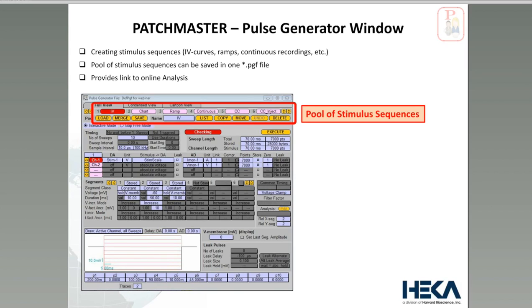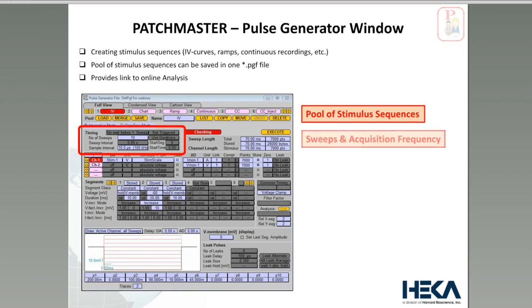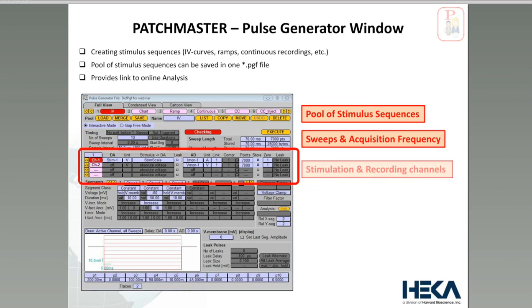So the upper part is basically where the pool of stimulus sequences are located. You can select them by simply clicking on the specific sequence. And underneath it is an area where you can change how many sweeps you want, the acquisition frequency, and all other kinds of little things. Again, in the manual, each little button is explained very nicely.